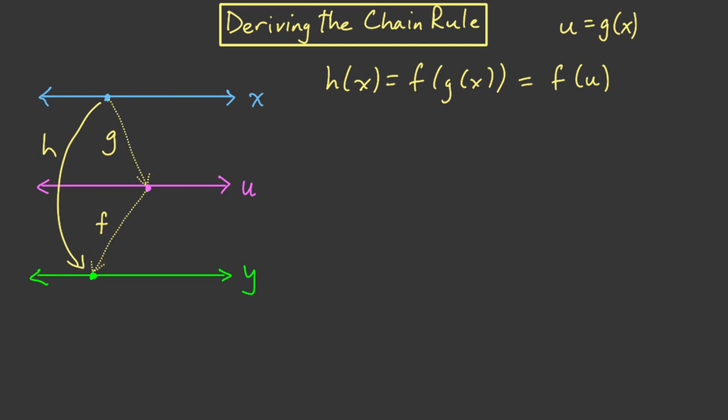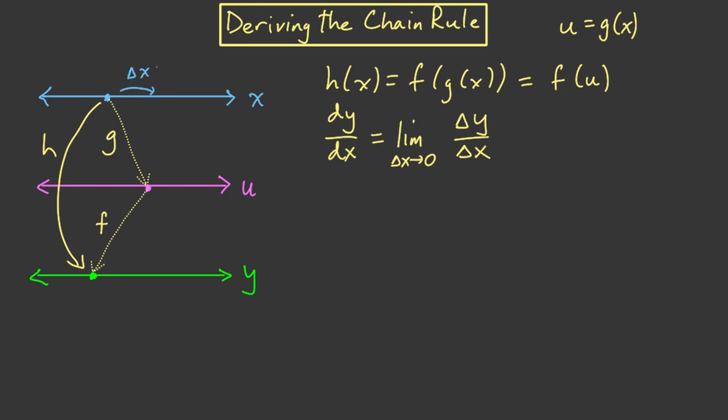Now our goal is the derivative of h. So in Leibniz notation, that's dy dx. And by definition, this is delta y over delta x taken as a limit. It's as delta x goes to 0. So let me draw delta x here.